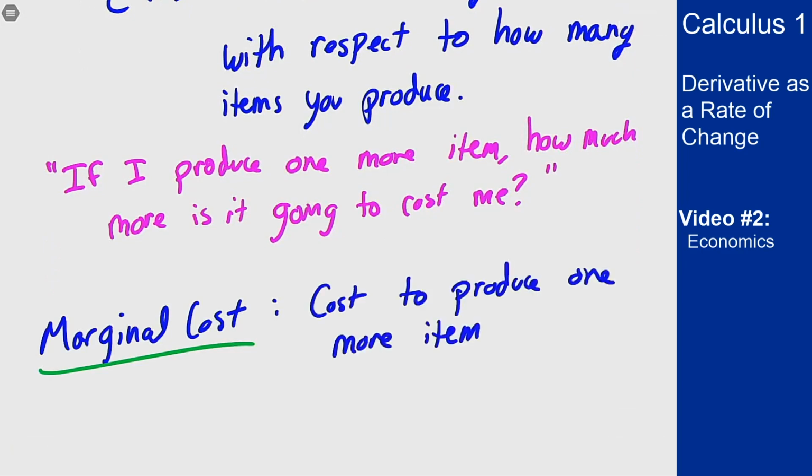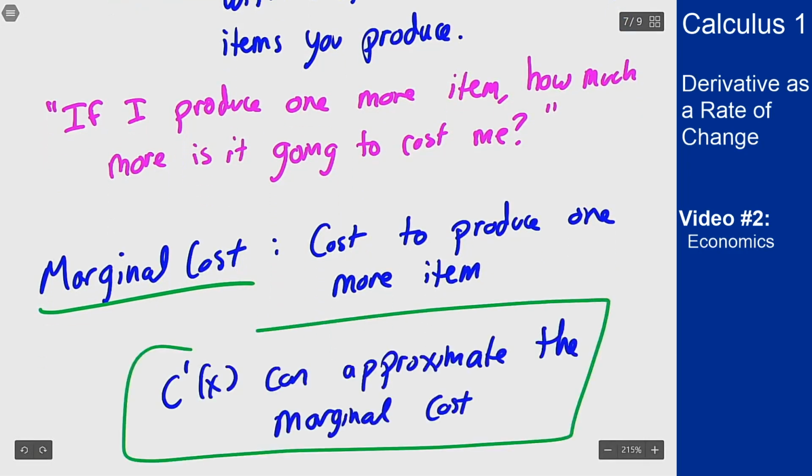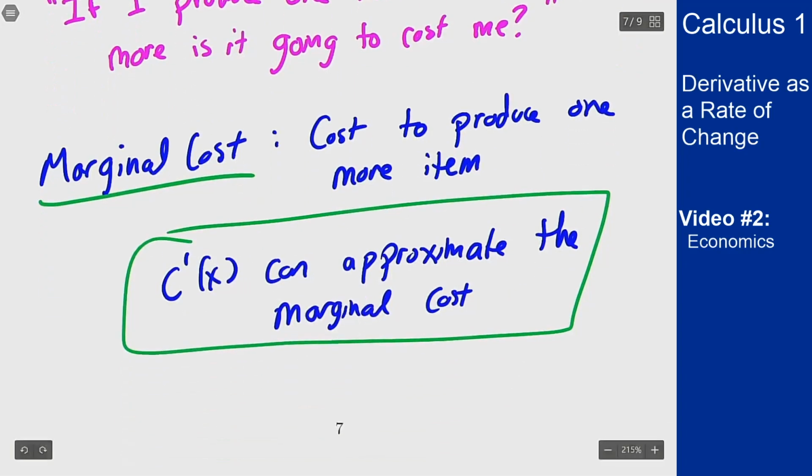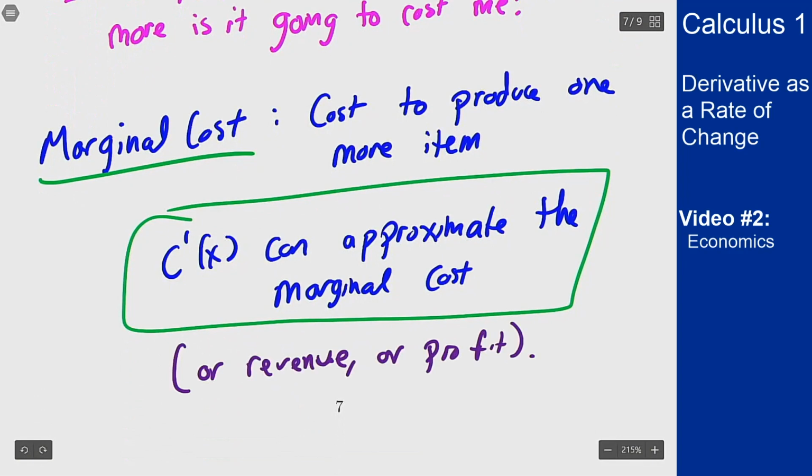And the point of using the derivatives application here is that we can use c prime of x to approximate this marginal cost. And you can do the same thing for revenues and profits, things like that as well. And it works the same way.